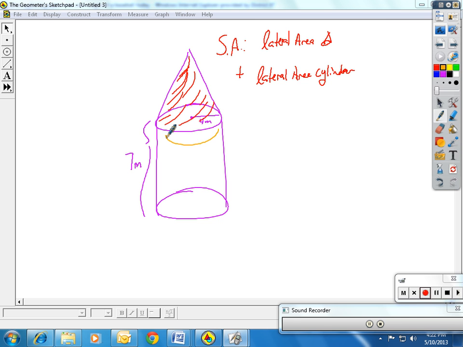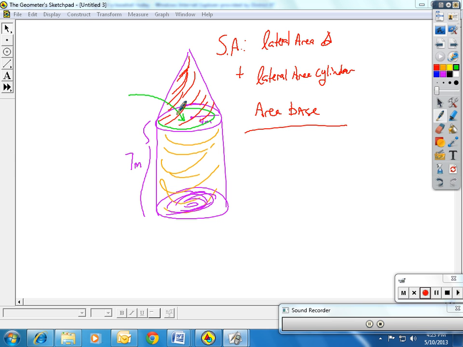That is this, all the way around. And then we're going to add that to the last part, which is the area of the base, which looks like this. And notice I would not calculate and add in there the area of this base, because that is inside and it is not a surface.